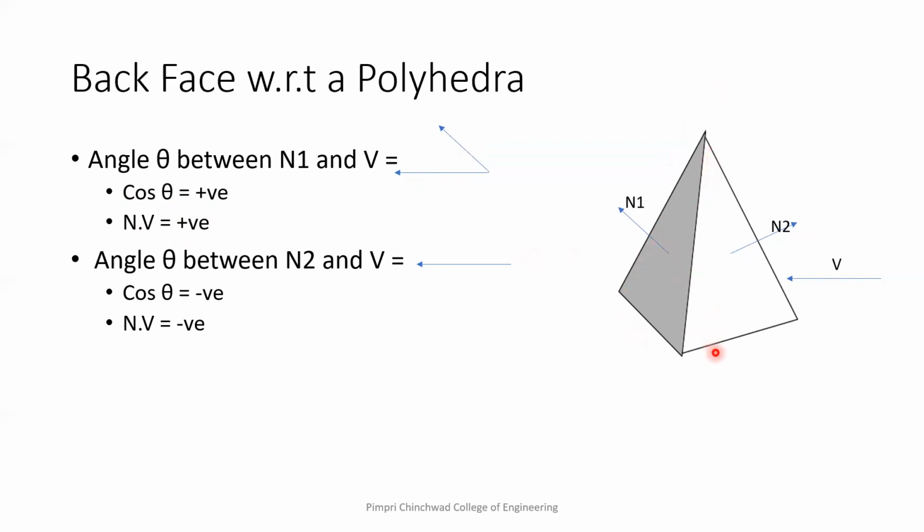Similarly, let us consider this surface. What is the normal vector? The n2. And what is the viewing vector? V. If I want to determine the angle between them, what do I have to do? I have to put this point at this point like this. And what is the theta between them? More than 90 degrees but less than 180 degrees. So the cos theta is negative. So n dot v will be negative. And indeed, it is a front face where n dot v is negative.